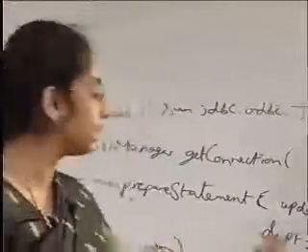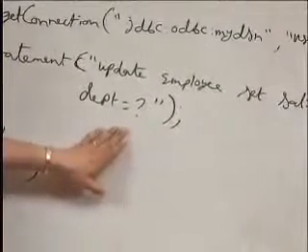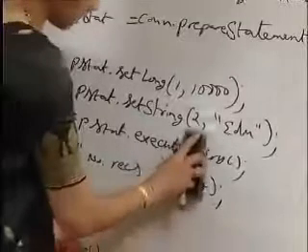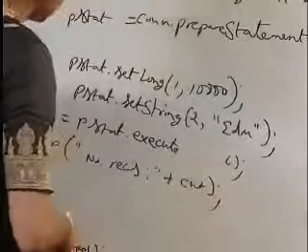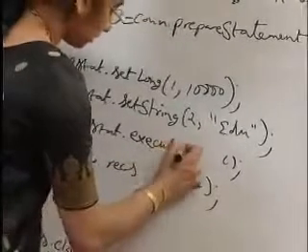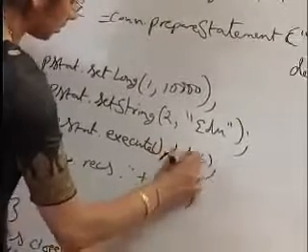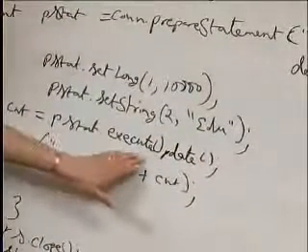So, this is how you make use of prepare statement to execute a dynamic SQL statement, and that too for any sort of a DDL or a DML statements. And this is the execution of, sorry, this should be execute update, and this is how you execute the update statement.